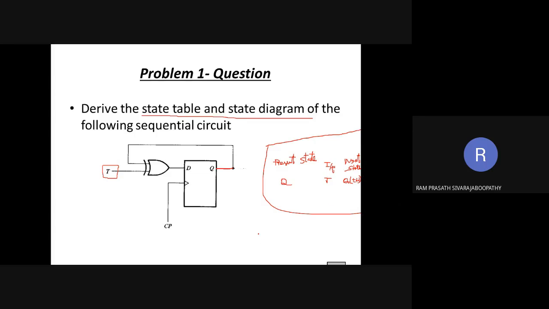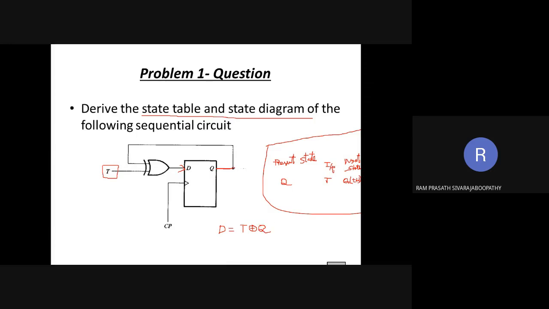What about the first step? We have told the input D for this flip flop that I am going to write as D equal to what? Can you people type it in the chat? From the circuit you can tell. D is nothing but the output of the XOR gate. What are the inputs for the XOR gate? One of the inputs is T, the other one is Q. So D equals T XOR Q. This is the first step.